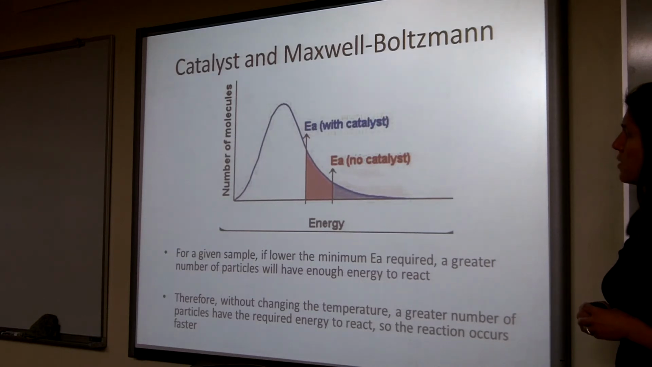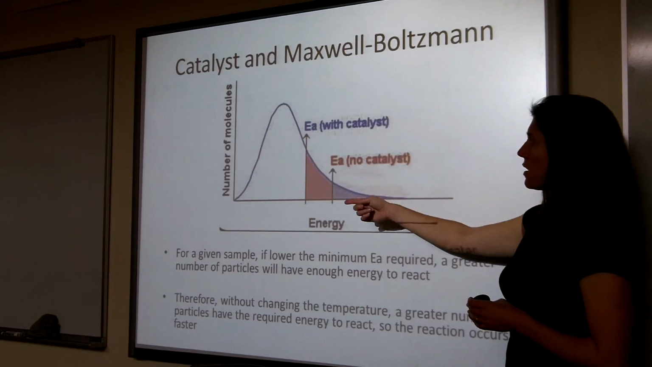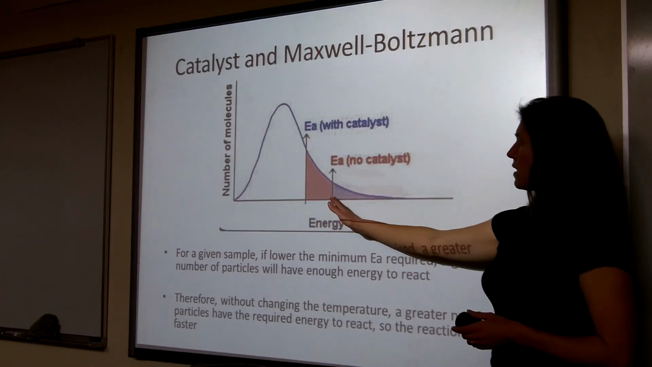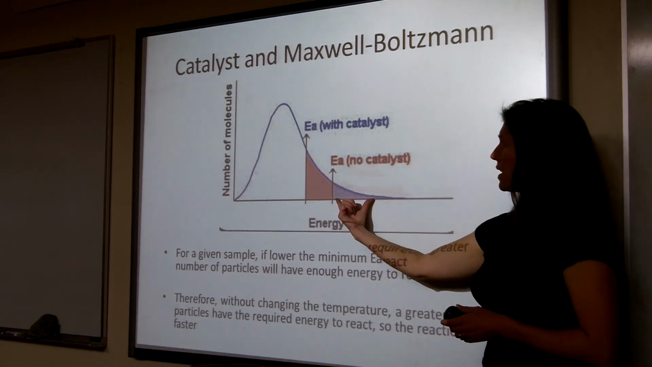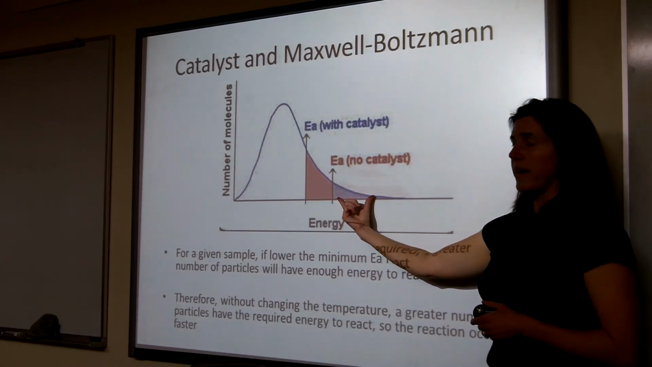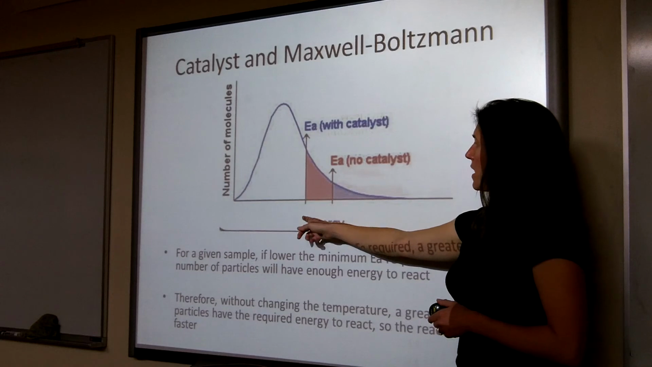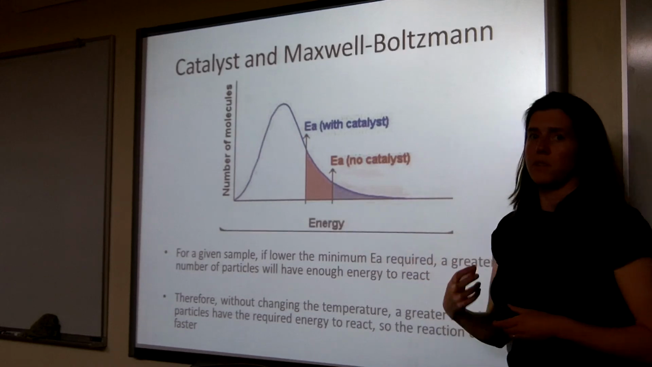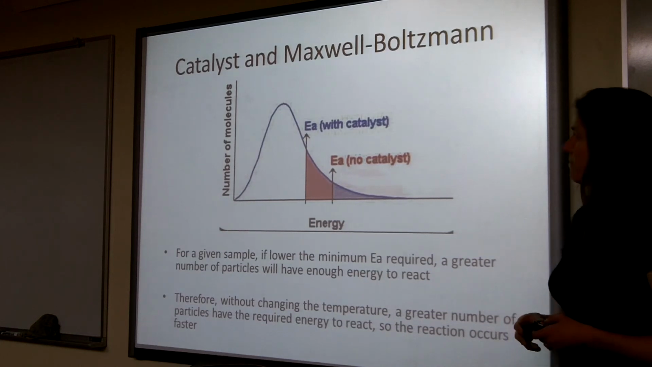So here's an example, again, showing those Maxwell-Boltzmann distributions. If you have a sample of molecules at a given temperature, this is your kinetic energy, and that's your number of molecules. You'll notice in your original reaction with no catalyst, this is its activation energy, and for this sample of molecules, only these molecules right here are going to have enough energy to actually react when they collide. If you add a catalyst, you lower the activation energy, and now, without changing the temperature of my sample, I all of a sudden have a lot more molecules that have enough energy to react. So that's how lowering your activation energy will speed up the reaction.